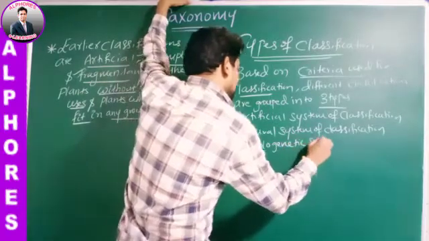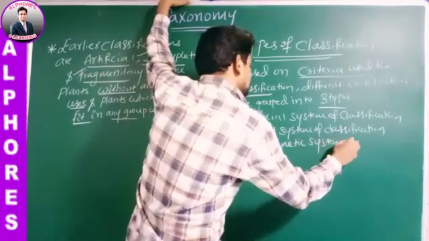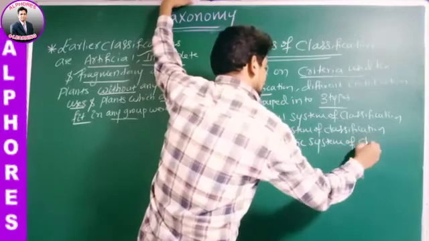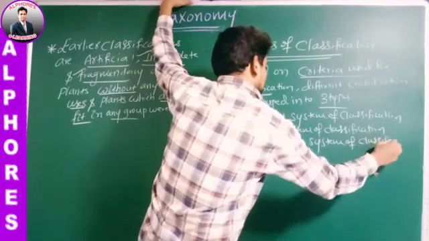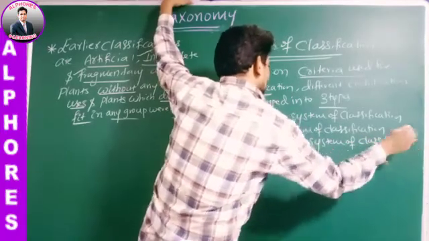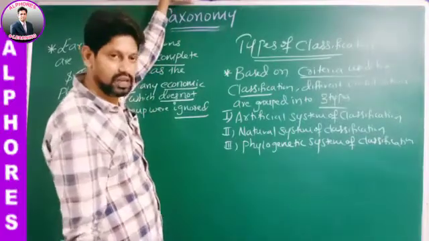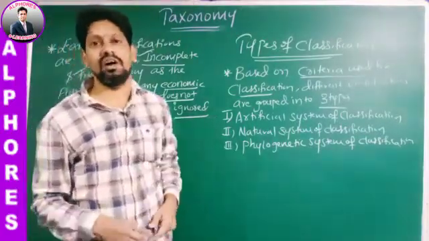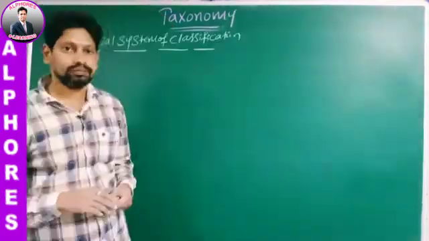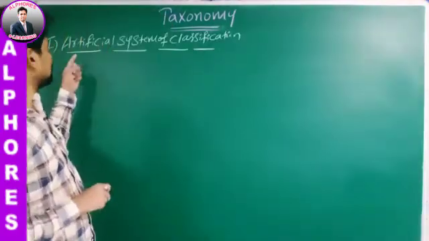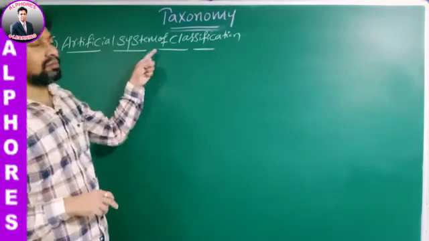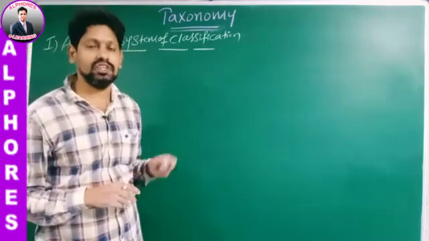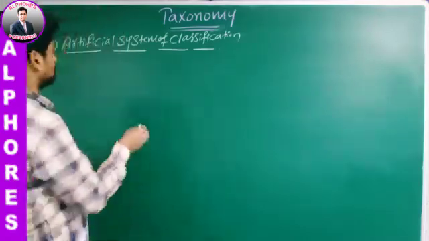Phylogenetic system. Phylogenetic system of what, sir? Classification. Phylogenetic system of classification. Okay, shall we go for the first one? What is it? Artificial system of classification, right?